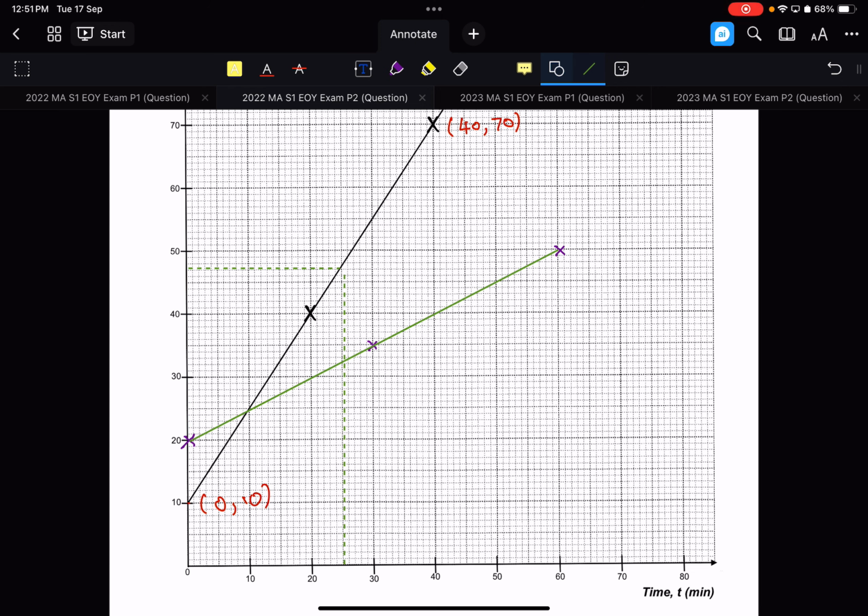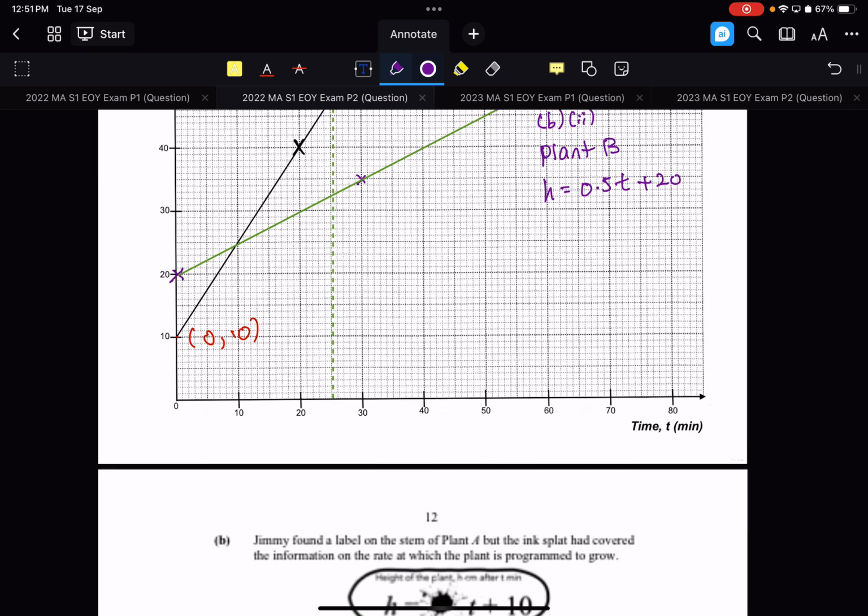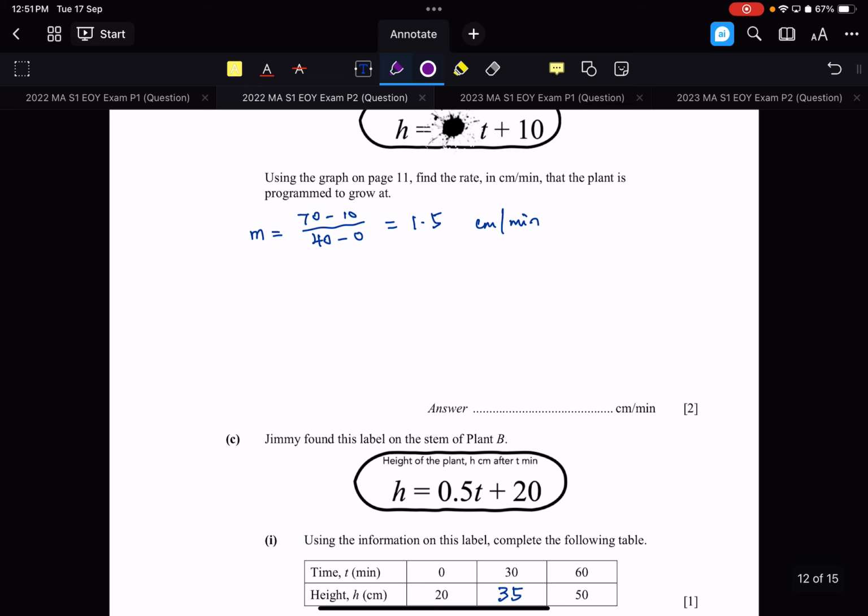There we go. Okay, so let's join the line and label accordingly. This one is B, part 2. This is plant B. H equals 0.5 T plus 20. Right? Okay, now last part here.